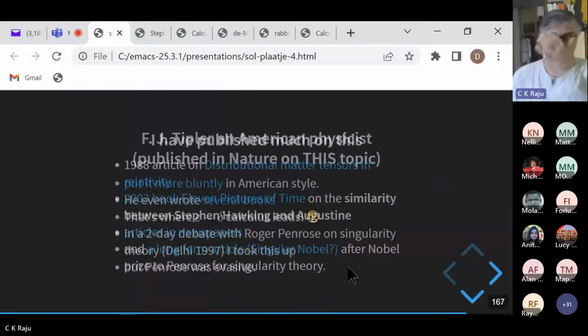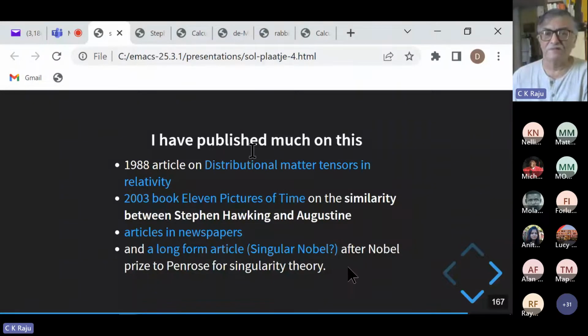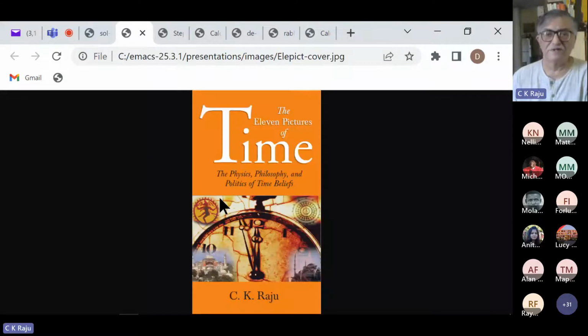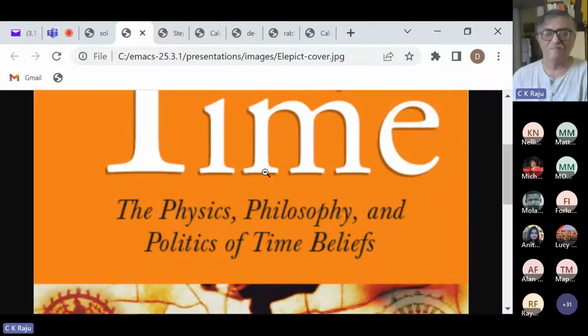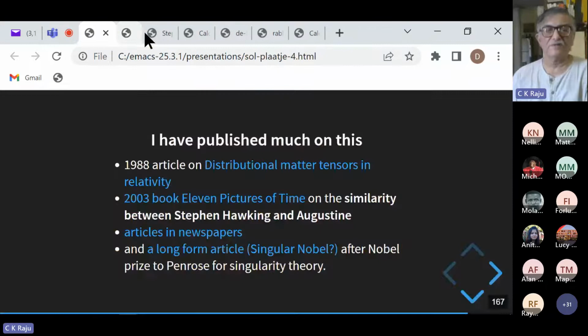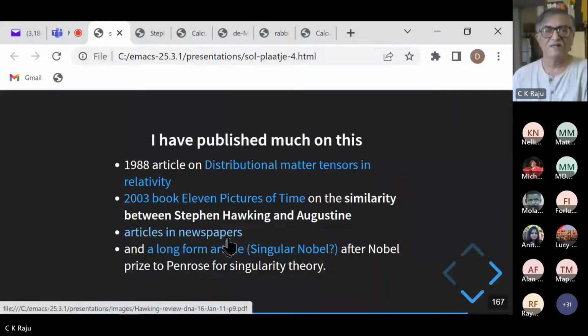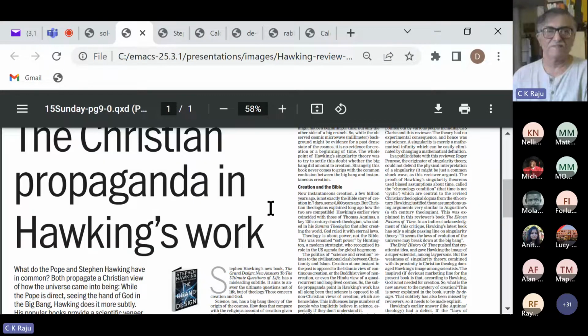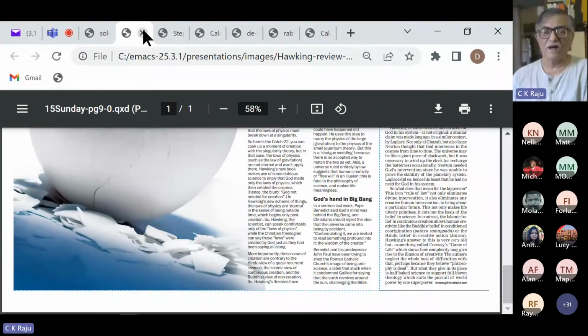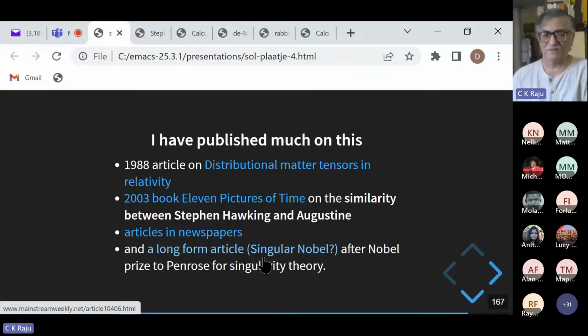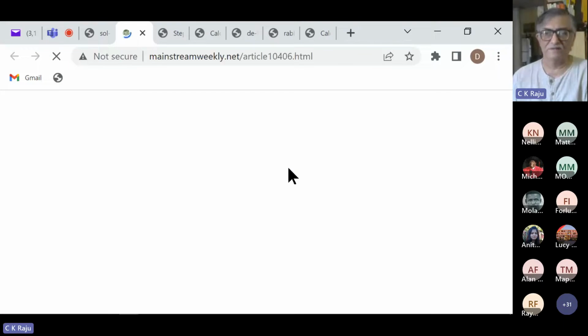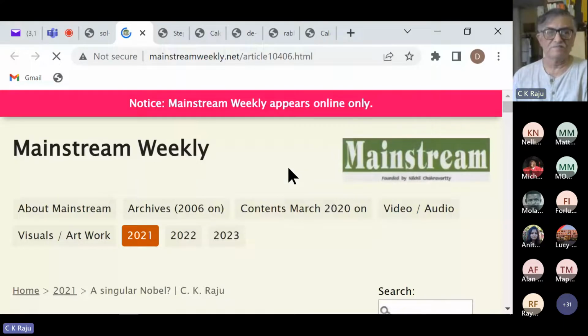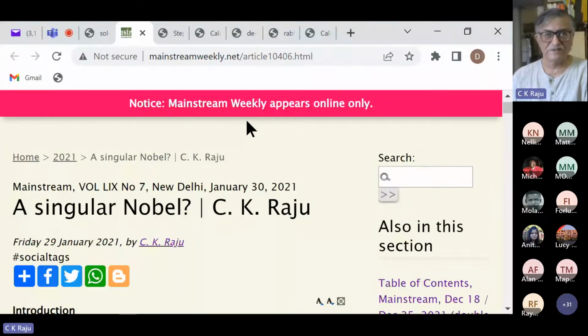I published a lot. There is a paper on distribution matter tensors, what happens when your continuity breaks down. There is a whole book, 11 Pictures of Time, on the physics, philosophy, and politics of time beliefs. And the central point in the book is then the articles in newspapers. You just need to look at this, Christian propaganda and Stephen Hawking's work. A long form article after Penrose got the Nobel Prize recently. So there's an article on that. It is called Singular Nobel.